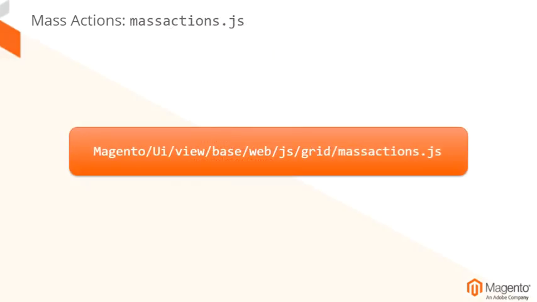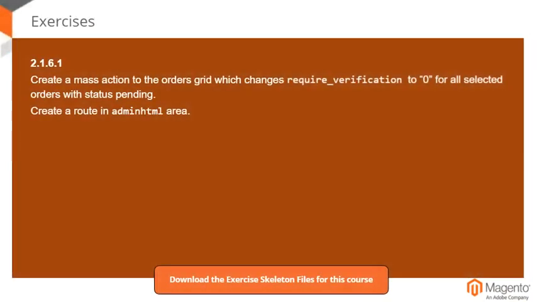The Mass Action JavaScript module is responsible for rendering and executing actions on multiple rows, usually selected by a checkbox in the first column. See your course exercise guide for instructions on how to complete this exercise and the solution.